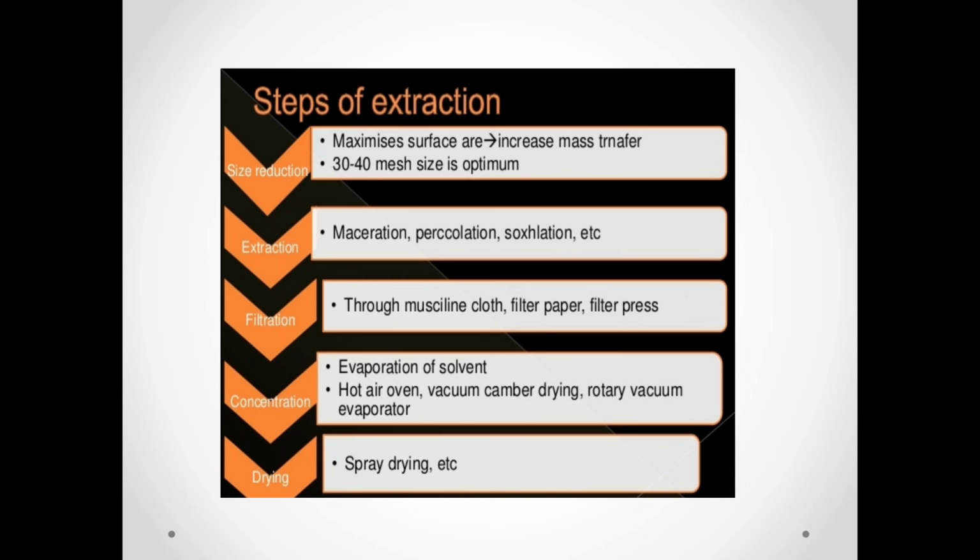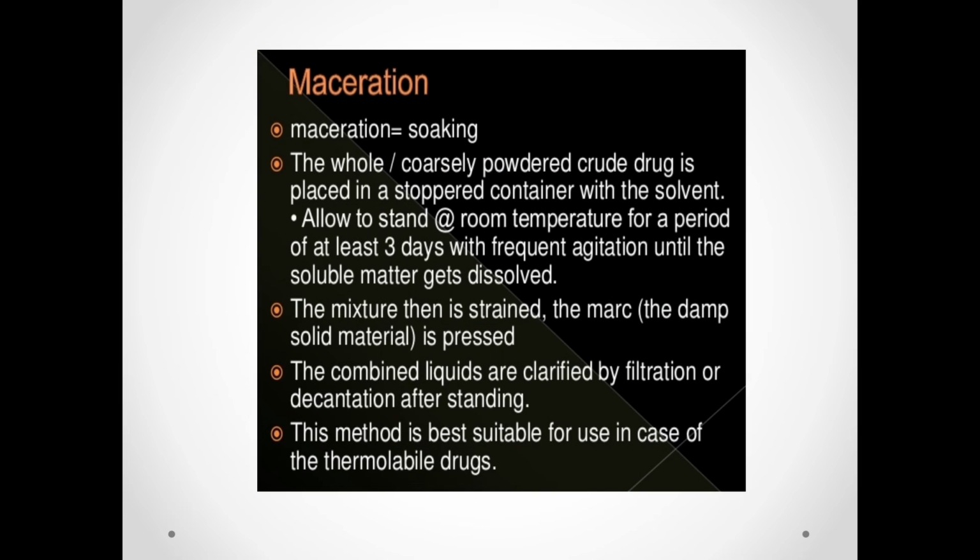We do not require the extra solvent, so we have to evaporate that solvent. By using different aids like a hot air oven, vacuum chamber, or rotary vacuum evaporator, we can concentrate that particular extract. The next step is drying, in which a spray dryer can be used for the drying purpose.